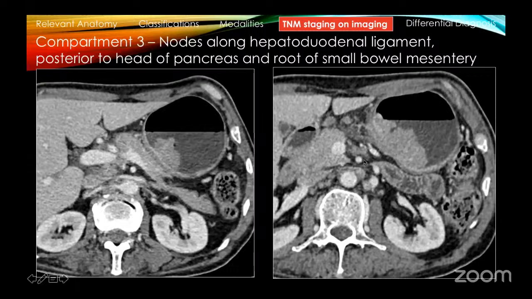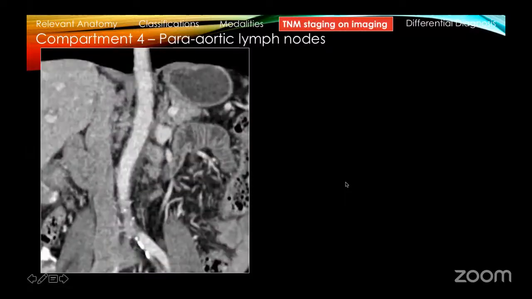Here are some of the roots. This is the SMA, and you are seeing nodes along the root of the SMA. Incidentally, we are also seeing the compartment 1 nodes here, the gastrohepatic, and perhaps this is a suspicious left para-aortic node too. So, which gets us to the compartment 4, which are the para-aortic nodes.